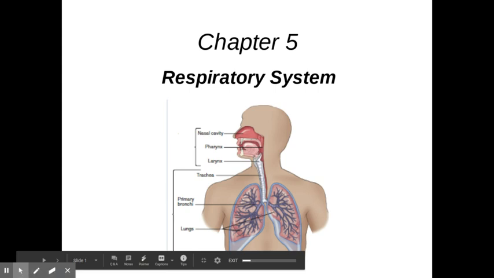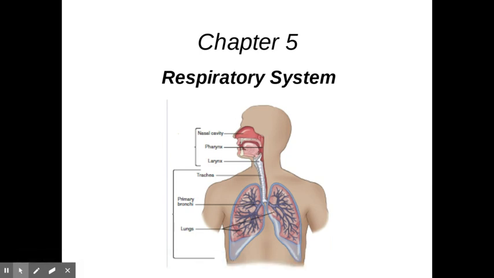Hi guys, today we're going to be talking about the respiratory system. The respiratory system is involved with breathing, inhalation, and exhalation. We're going to be talking about the different parts of the respiratory system and a little bit about how it works, but more importantly, for this class, we'll be talking about the word parts, the prefixes, the suffixes, and some of the conditions that are related to the respiratory system.